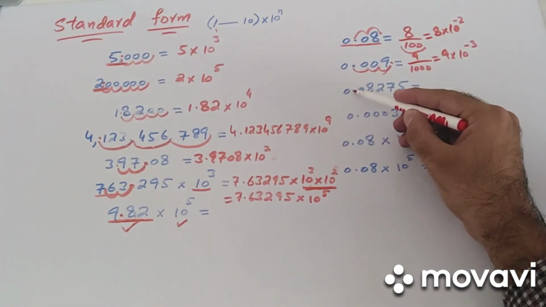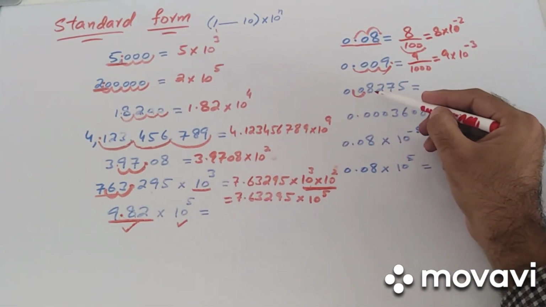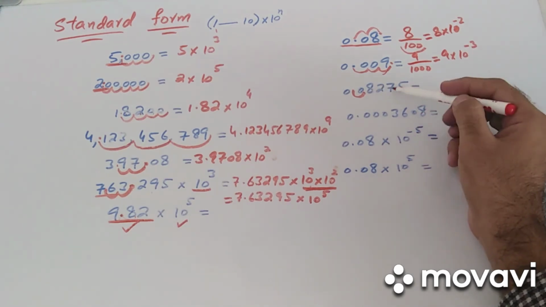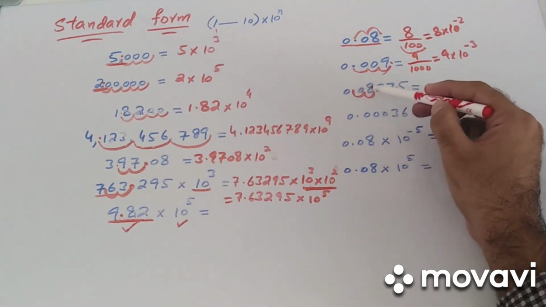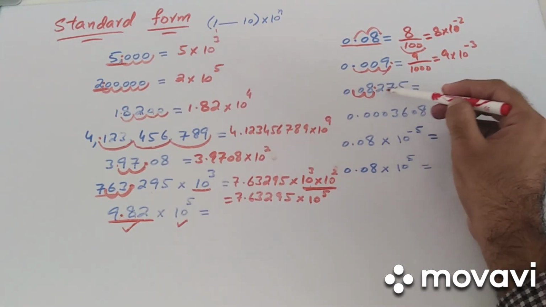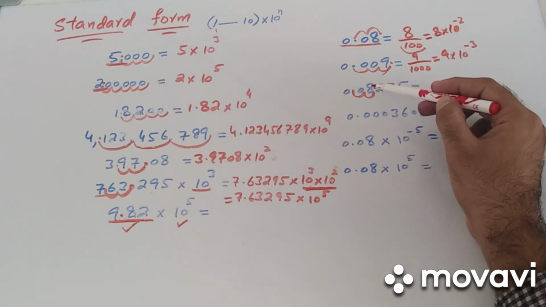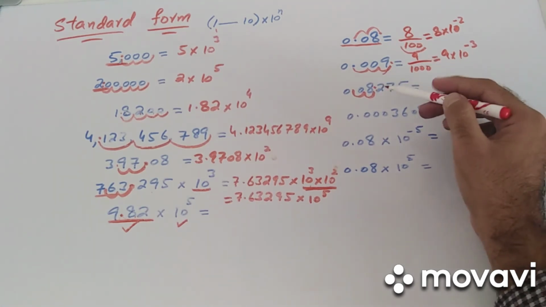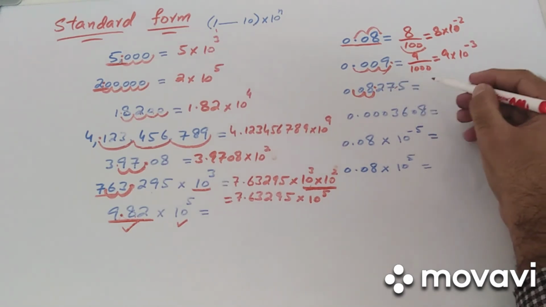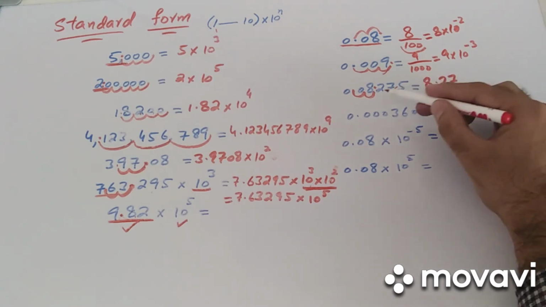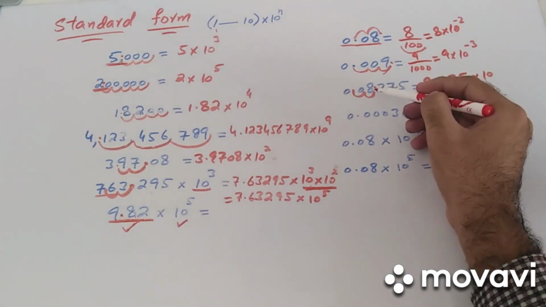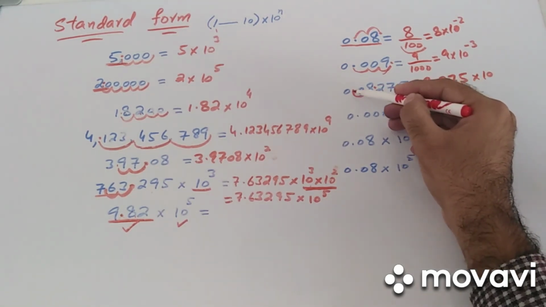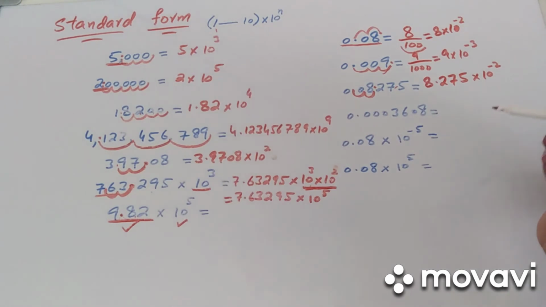so you just have to move it. Is it between 1 and 10? This is still 0 point something, so it's not. Is this thing between 1 and 10? This thing is 8.275, so 8 point something is between the range, so it will be 8.275, and then if you read from here, it's just 1 and 2 places back, so it's just negative 2.